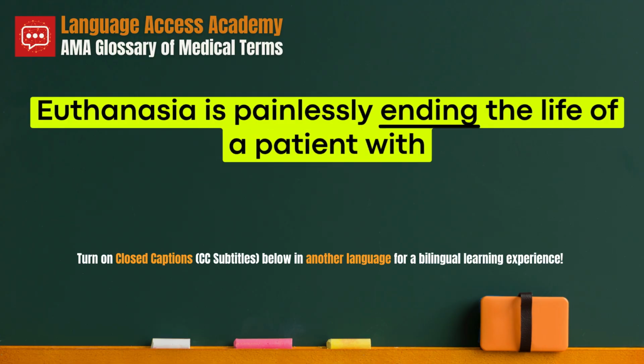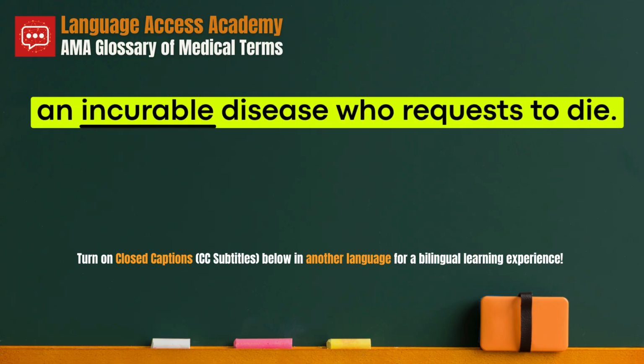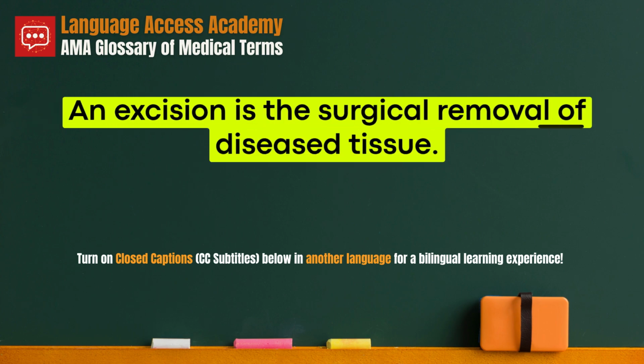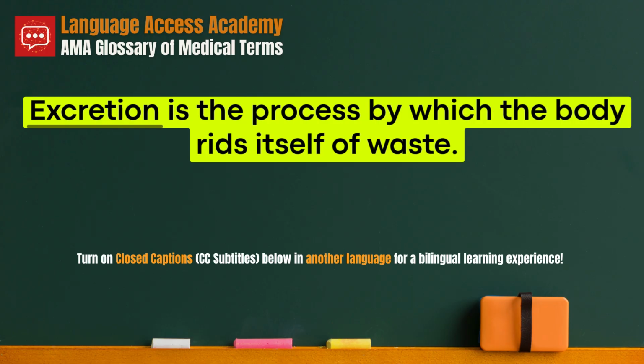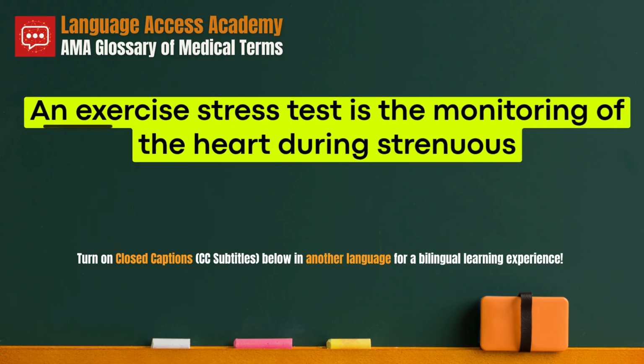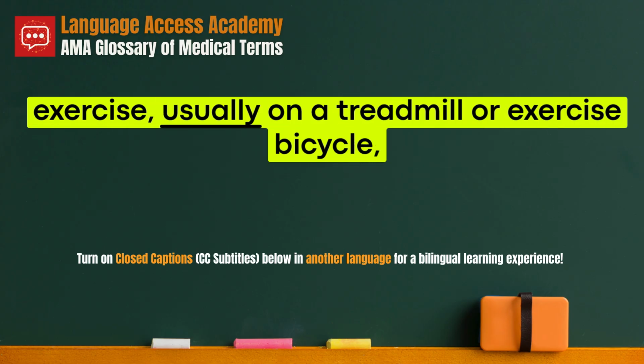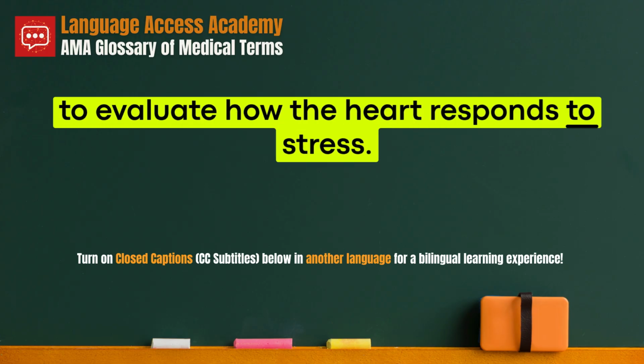Euthanasia is painlessly ending the life of a patient with an incurable disease who requests to die. An excision is the surgical removal of diseased tissue. Excretion is the process by which the body rids itself of waste. An exercise stress test is the monitoring of the heart during strenuous exercise, usually on a treadmill or exercise bicycle, to evaluate how the heart responds to stress.